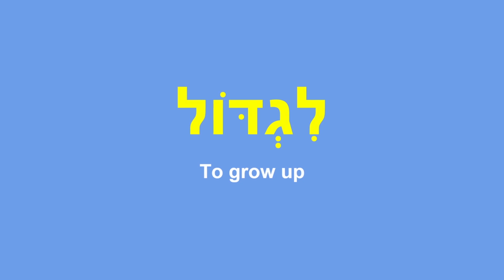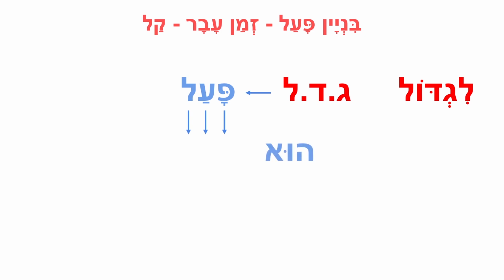Ligdol, to grow up. Ligdol contains the root letters gimel, daled, lamed, and the binyan is pa'al. We will apply gimel, daled, lamed into the name of the binyan, and we will find what he did. הוא גדל. He grew up, and this is the reference point.